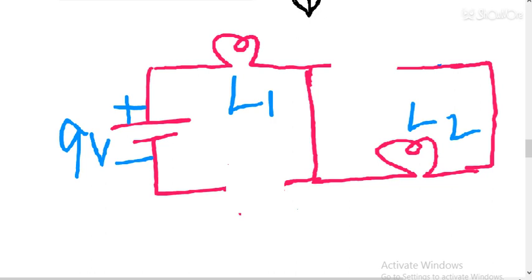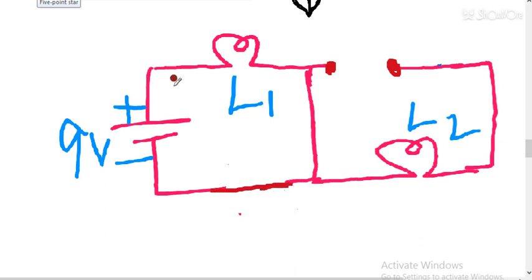So now you can see here, you can wait for 1 minute. So now you can see here, this diode will be reverse biased, so it will act as an open switch, and this diode will act as a closed switch.